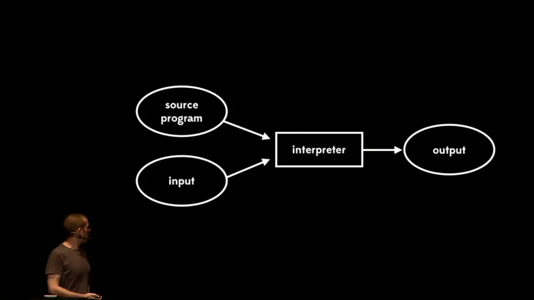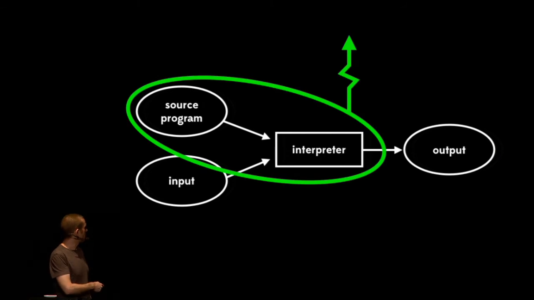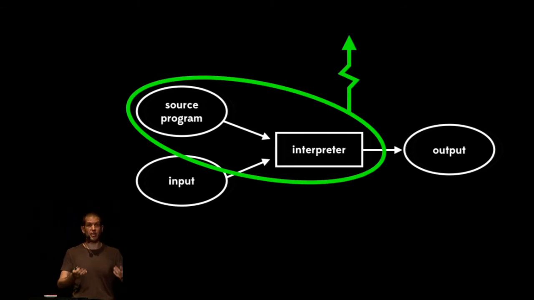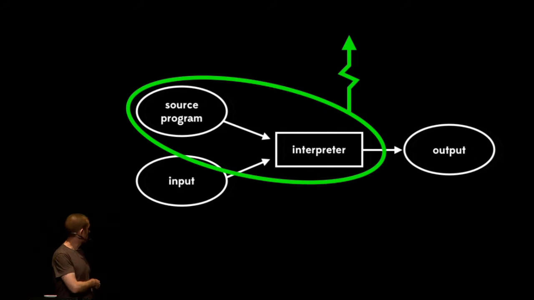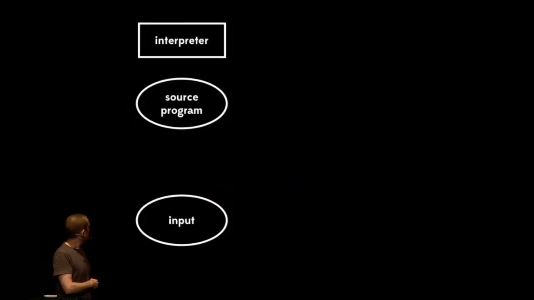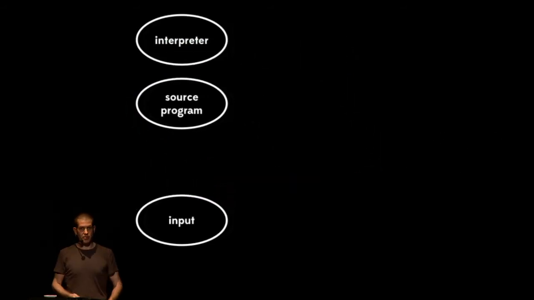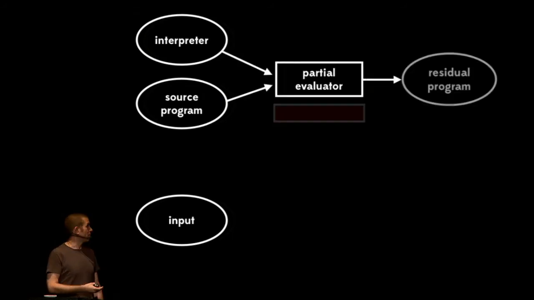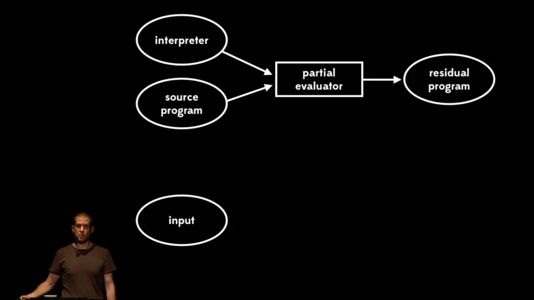So what would happen if I used partial evaluation to time shift part of this process earlier, so that the rest of the work of processing the input could be done later on? This is what happens if you do that. You treat your interpreter as data, so the source code of your interpreter, and you feed the interpreter and the source program into a partial evaluator, and you get a residual program out.